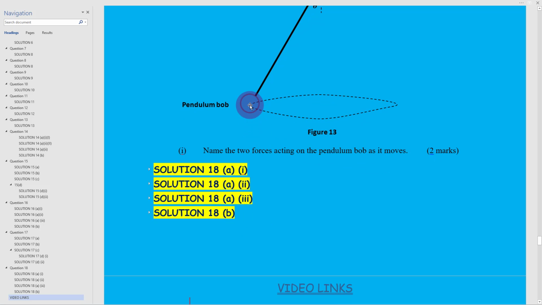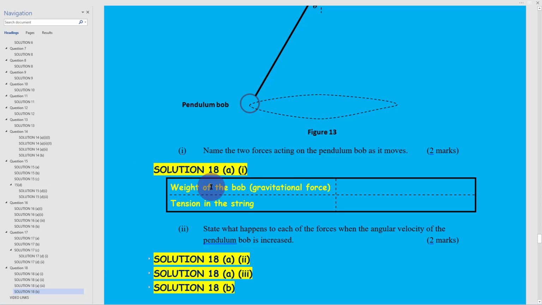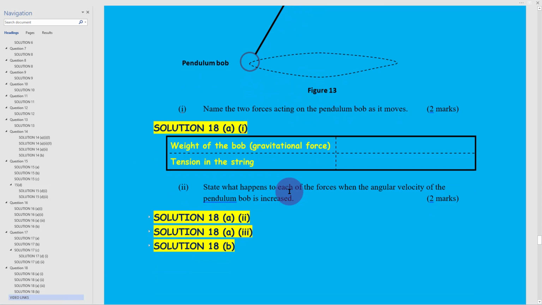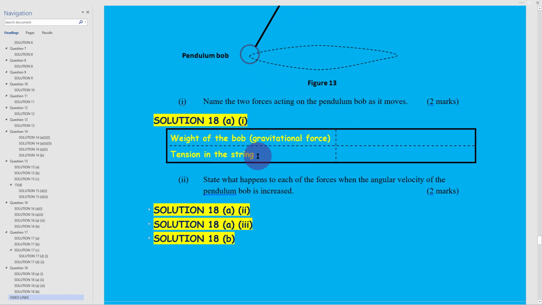Of course, one of them is the weight of the bob, which is the gravitational force on the bob, and the other one is the tension in the string. So it's just as simple as that. Weight of the bob, or the gravitational force, and tension in the string, or tension in the rope.